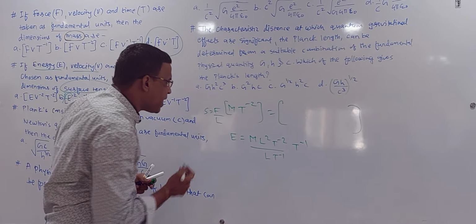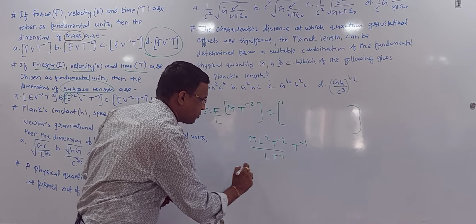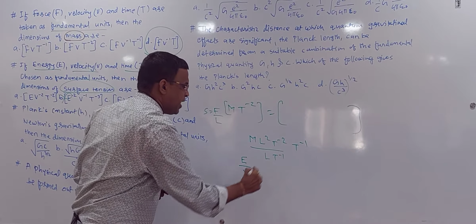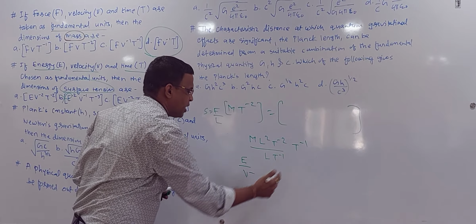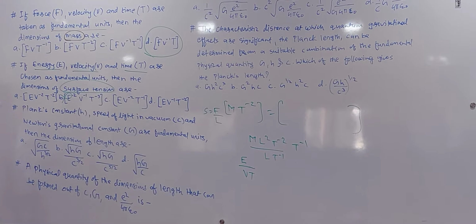So am I on the right track? What am I getting? This is your E, then it is upon velocity and upon time, because T minus 1 I am writing, that means time should be in the denominator. Do we have any option like this?